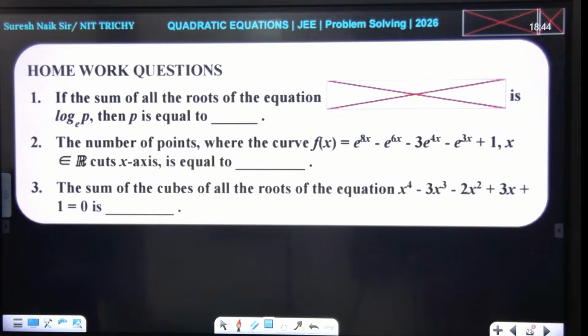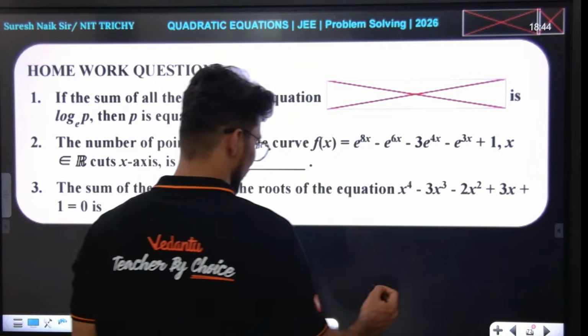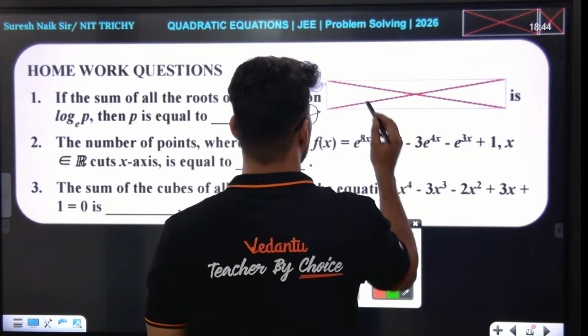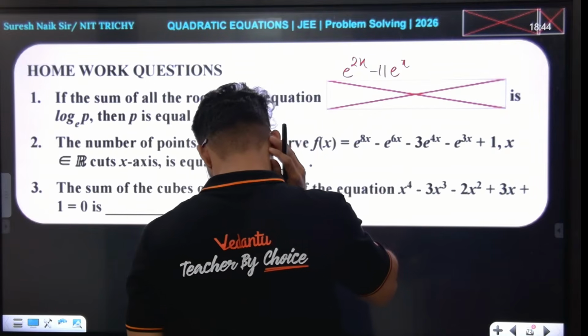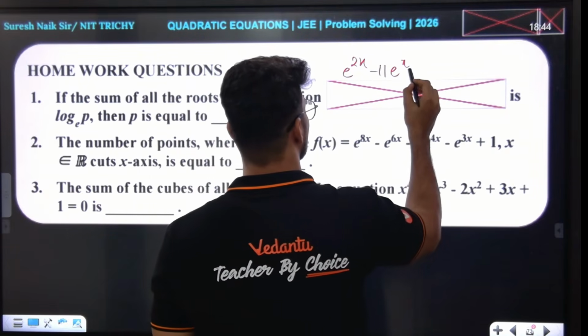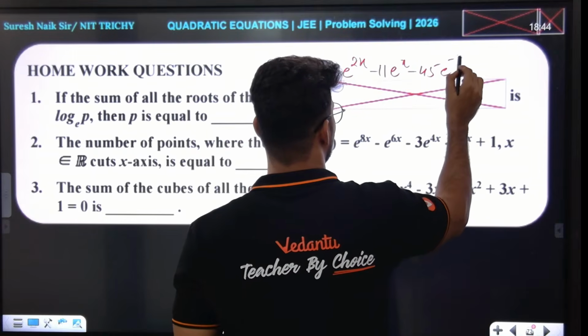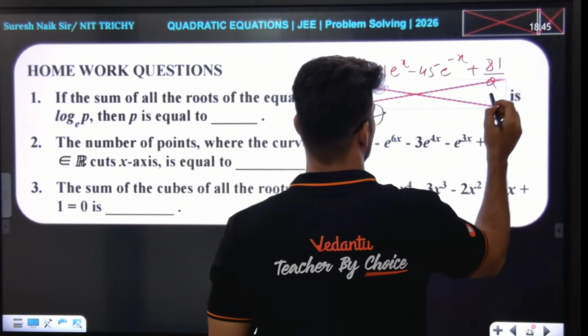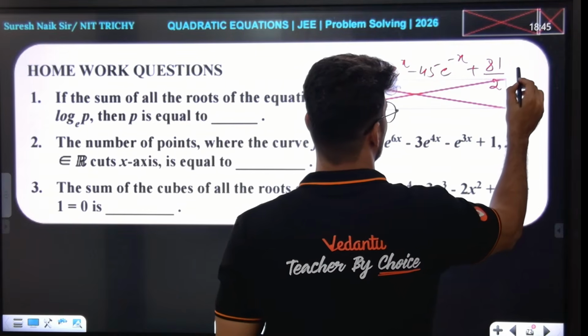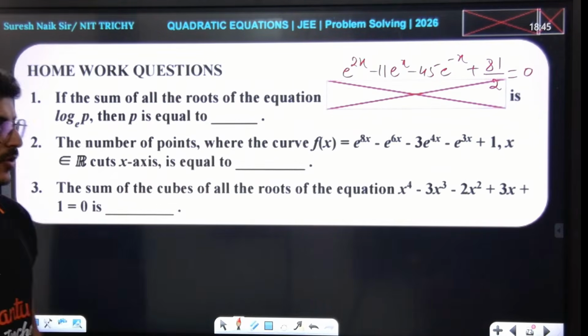Okay, this is basically e power of, let me write here. I got the equation, wait. e power of 2x minus 11 e power of x minus 45 e power of minus x plus 81 by 2. 81 divided by 2 is equal to 0. This is the equation.